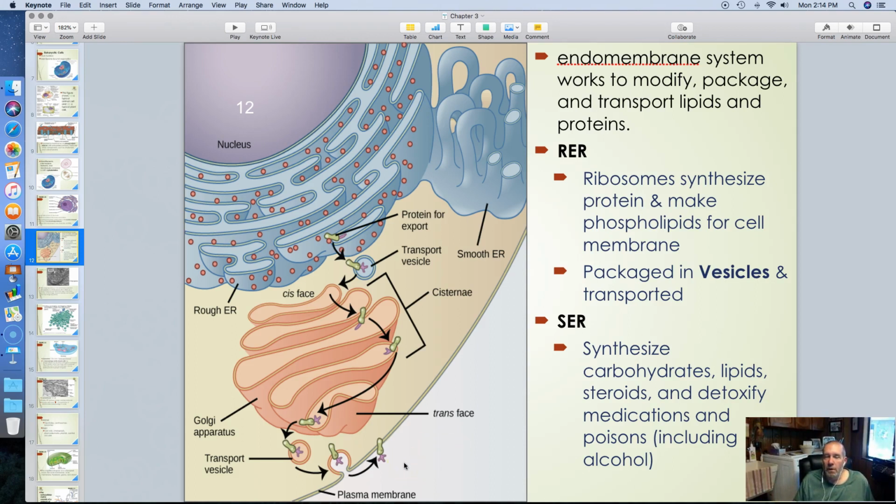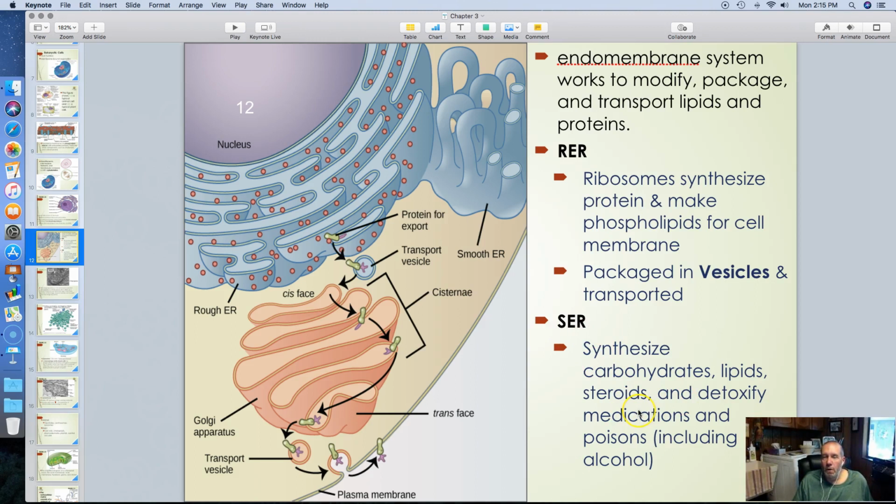Remember, proteins are really important in muscle, for example, a lot of other things, but building muscle is one of the needs for protein. And then we also have the smooth endoplasmic reticulum. Smooth endoplasmic reticulum also builds things, or what we would call synthesize. And so the rough ER synthesizes proteins and phospholipids primarily, whereas the smooth ER synthesizes carbohydrates, lipids, steroids, which are a type of lipid.